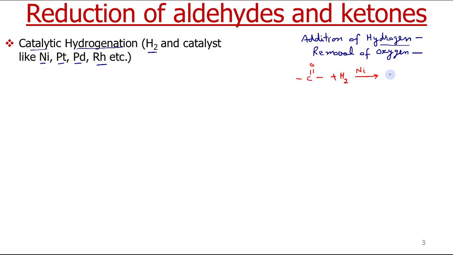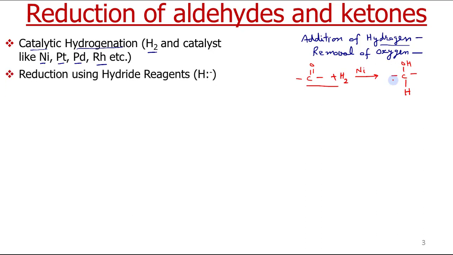So the product will be C(OH)H. So the overall reaction is addition of hydrogen, one hydrogen atom to carbon and one hydrogen atom to oxygen. So this is the overall reaction for catalytic hydrogenation. We will discuss in detail in our coming slides.